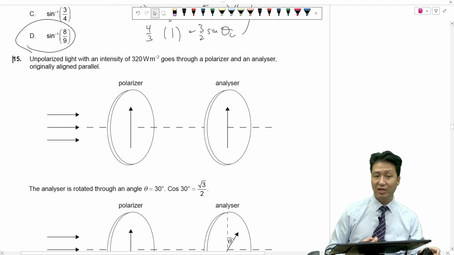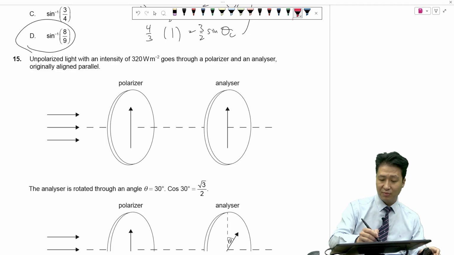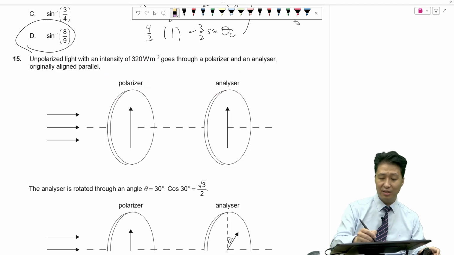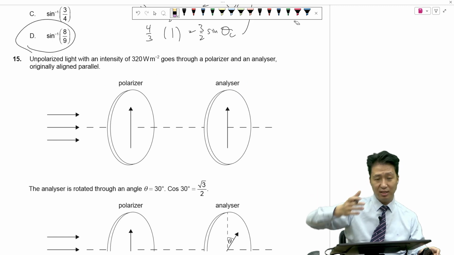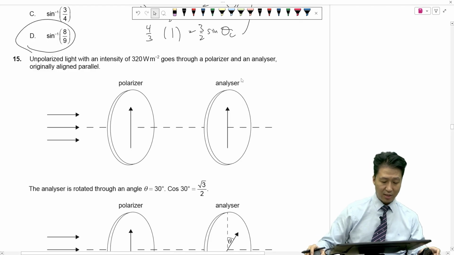The next question, number 15, reads, unpolarized light with an intensity of 320 watts per square meter goes through a polarizer and an analyzer originally aligned parallel to the polarizer. First things first, the analyzer is just another polarizer. The only difference is it's a polarizer that can rotate, and of course after you rotate it you can measure the intensity here.